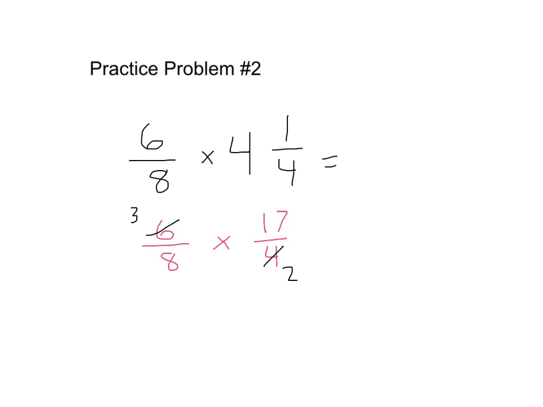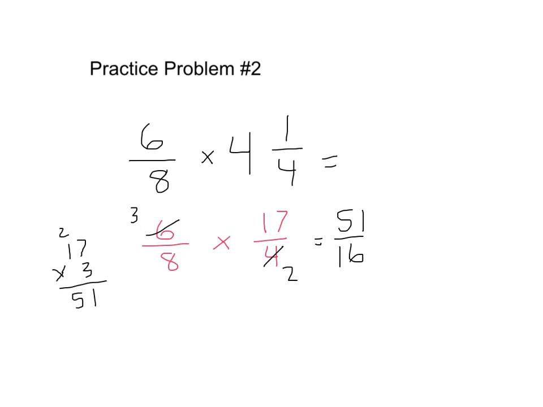Now I'm going to check to see if I can cross-cancel between this 8 and 17, and I don't see any numbers that can go into both. My next step would be to multiply across. 17 times 3. 3 times 7 is 21, carry my 2. 3 times 1 is 3, plus 2 is 5, equals 51 over 16.